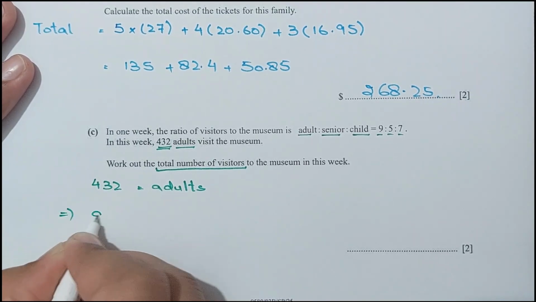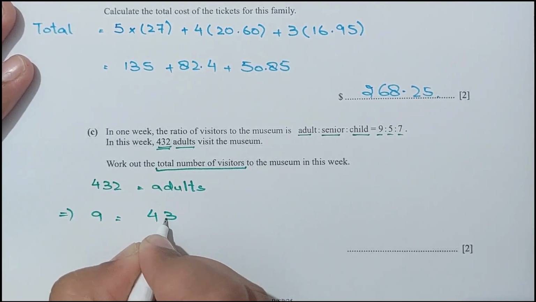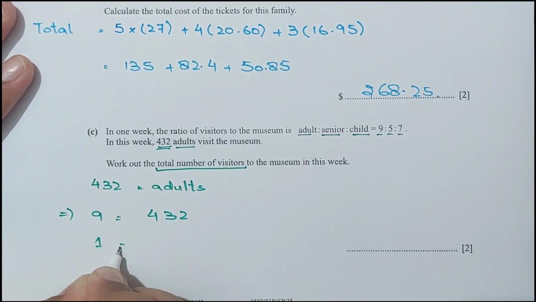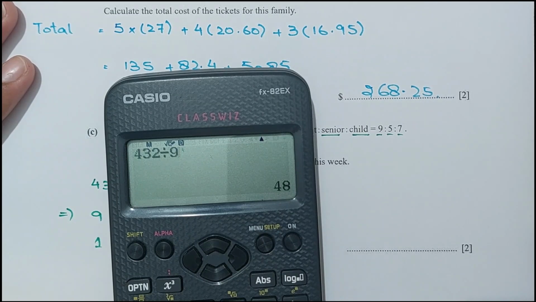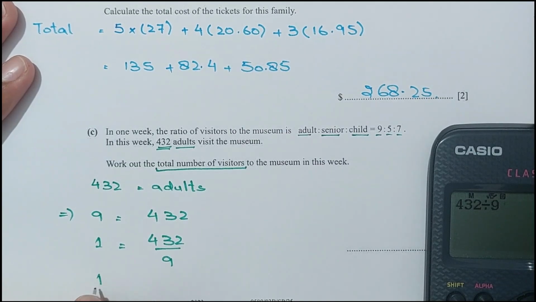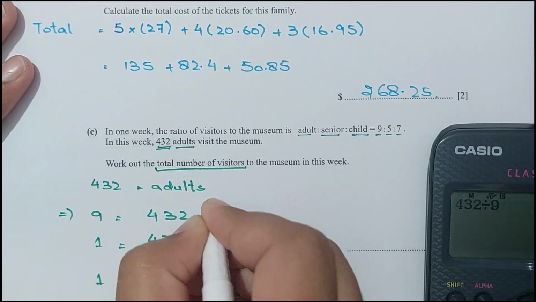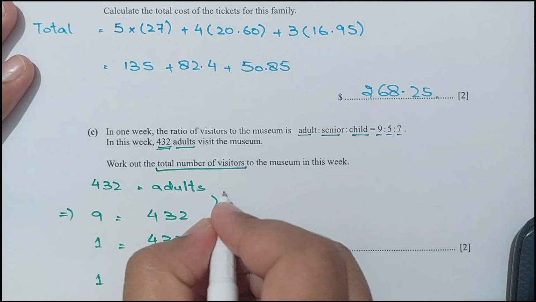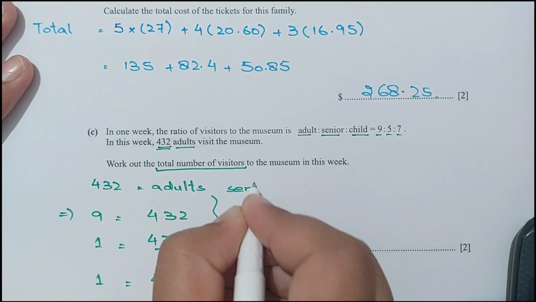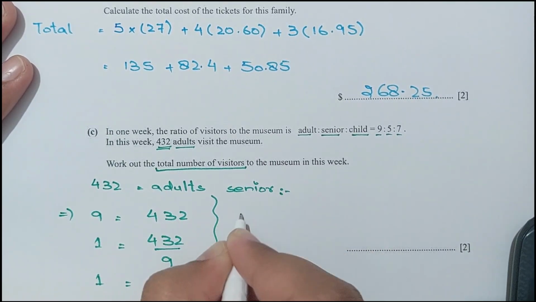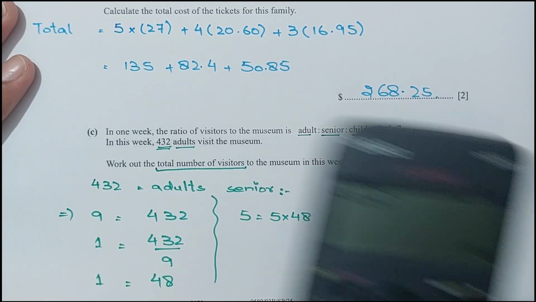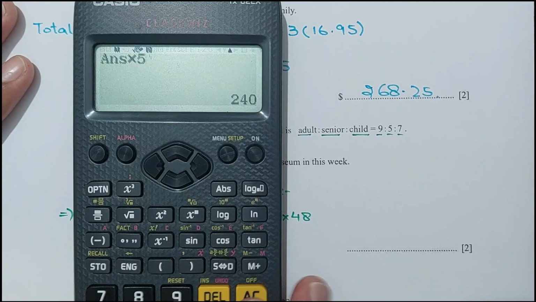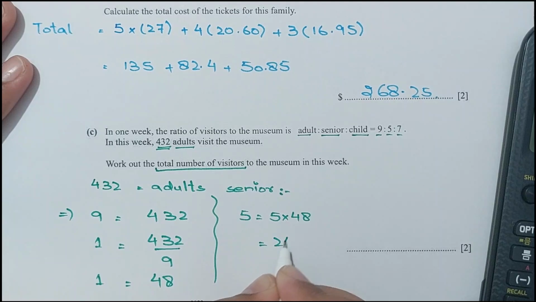This implies 9 is representing 432. So what is 1 representing? 432 divided by 9 is 48. So 1 is representing 48. Now let me solve for the senior. Senior is representing 5. So 5 is equal to 5 times 48, which is 240. So seniors are 240.